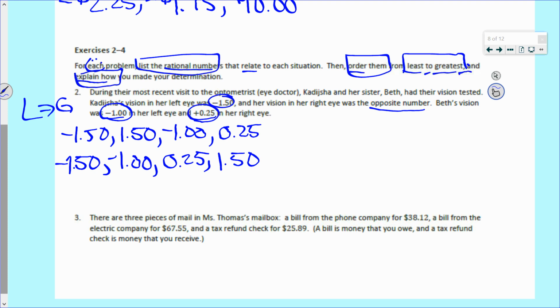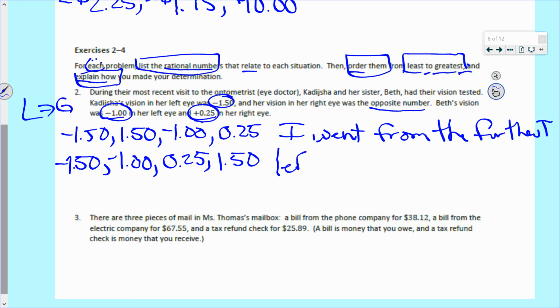Good. That is the correct order. So we've got them ordered, we've got them listed. How do we make our determination? I went from the furthest left to furthest right, which really is the definition of ordering. Going from the furthest left on the number line to the furthest right, or furthest right to furthest left, depending if I'm going greatest to least or least to greatest.